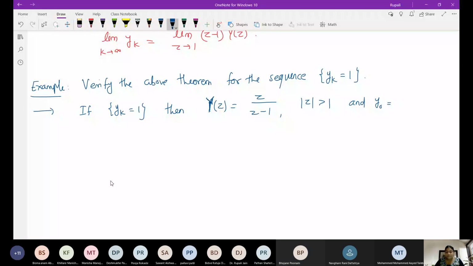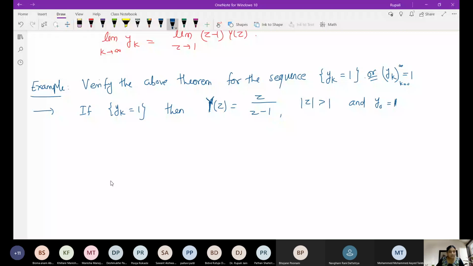If y(k) is equal to k, what is that sequence? 0, 1, 2, 3, and so on. If y(k) is equal to k square, then 0, 1, 4, 9, and so on. Right? So this notation is a sequence. y(k) is equal to 1, or in real analysis how we write, y(k) is equal to 1, k equal to 0 to infinity. 1, 1, 1, 1, 1. So here y(0) is 1.